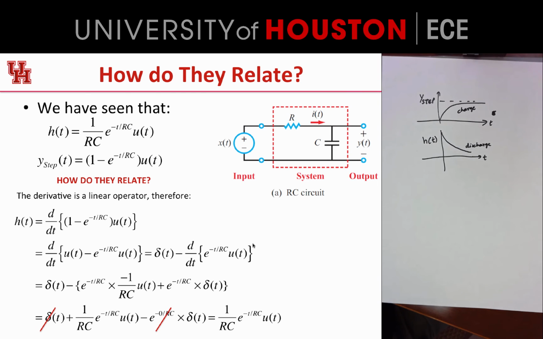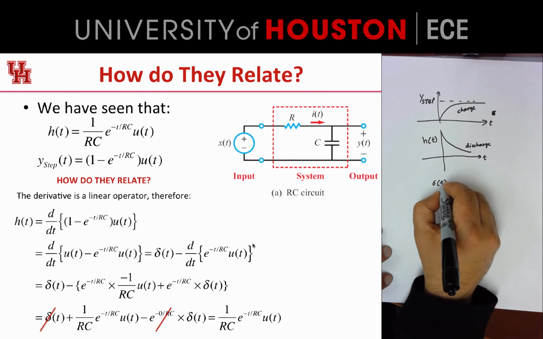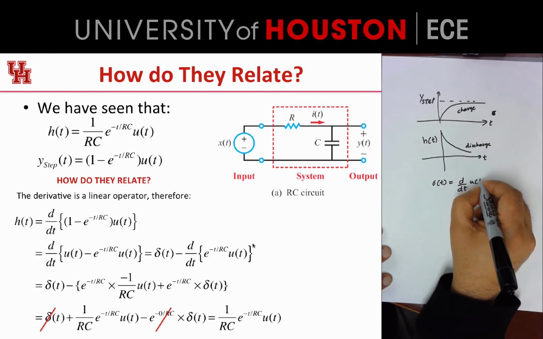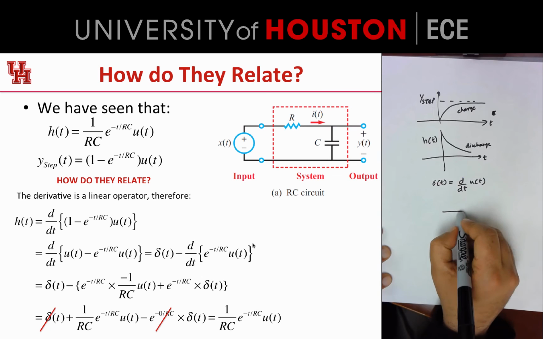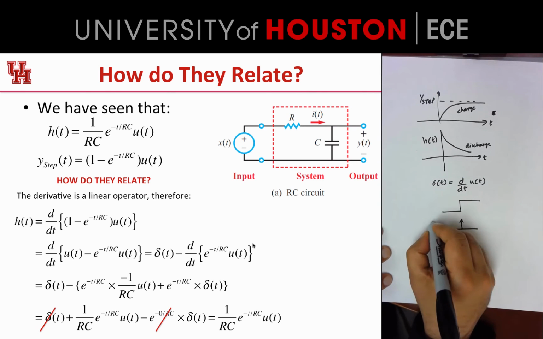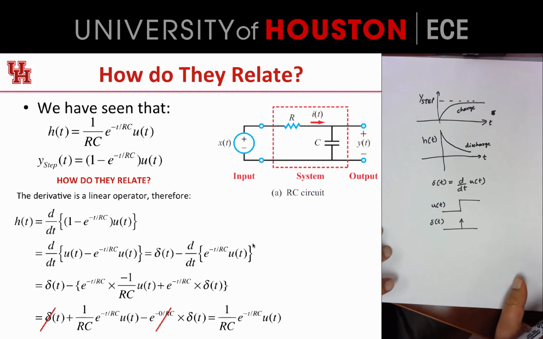So how do they relate? One of the things that we do know is that the delta function is d by dt of the unit step function. So the step function goes like this, and if you differentiate that, you get the delta function. So this is delta of t, this is u of t.